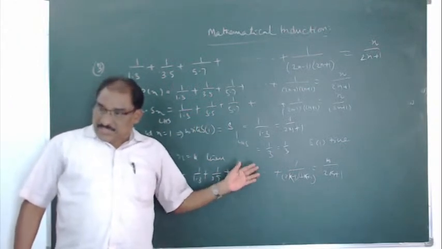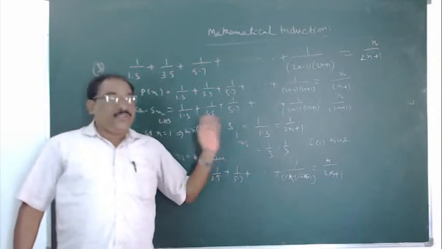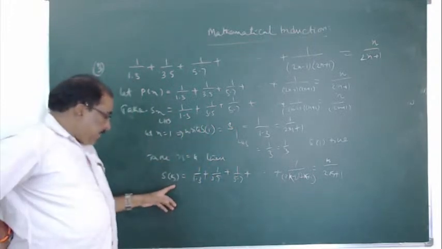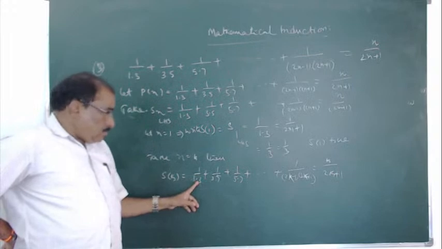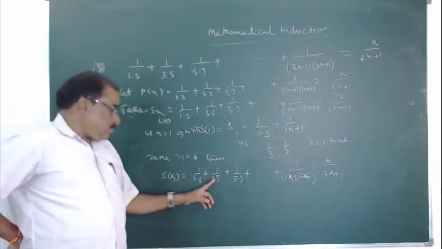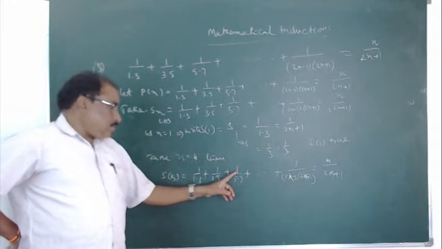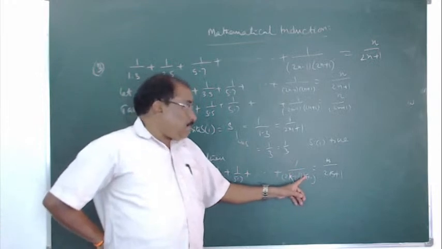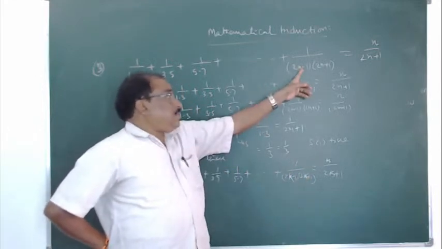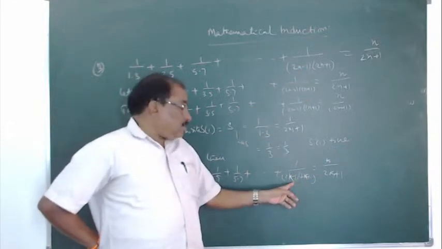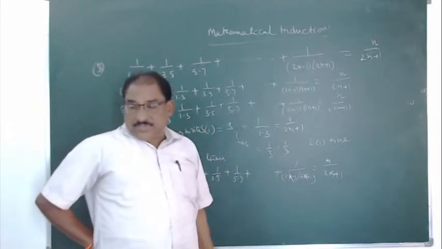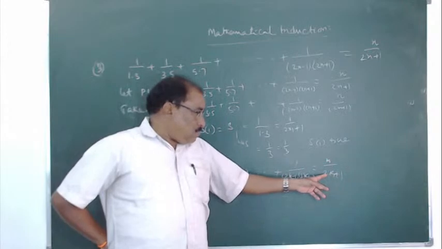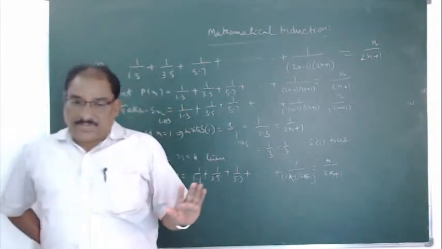By getting Sk, you simply replace the n by k. We get 1 by 1 into 3, plus 1 by 3 into 5, plus 1 by 5 into 7, and so on, 1 by (2k minus 1) into (2k plus 1). Here, in n place, we write k. The RHS is also changed: k by 2k plus 1. This is the second step, and it is also over.